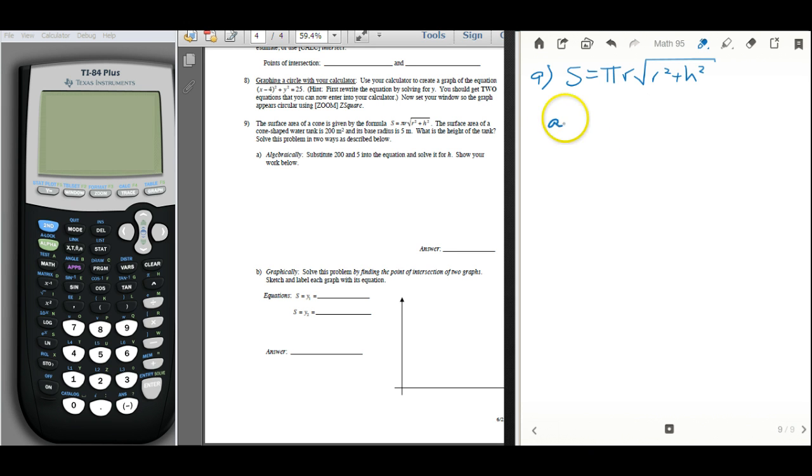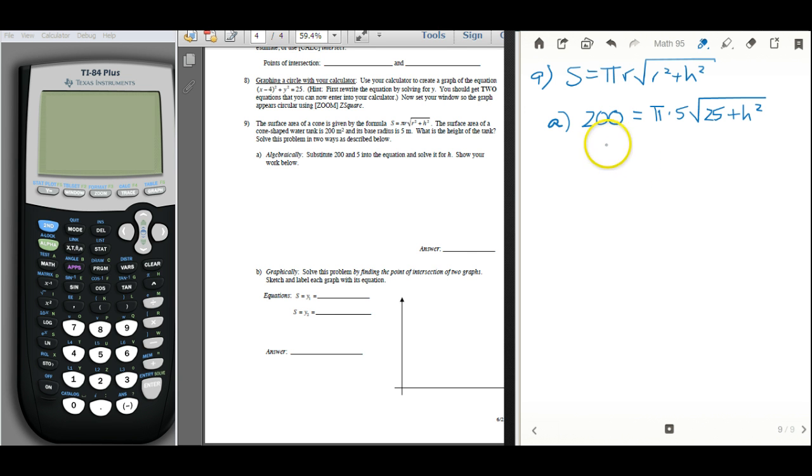So in part A, what we want to do is solve this algebraically. So let's let the surface area, S, be 200. And let's replace all the r's by the number 5. So pi times 5, square root, 5 squared is 25, plus h squared. Okay? So now they ask us in part A to algebraically solve for h, right? Figure out what the height would be if we know the surface area and the radius.